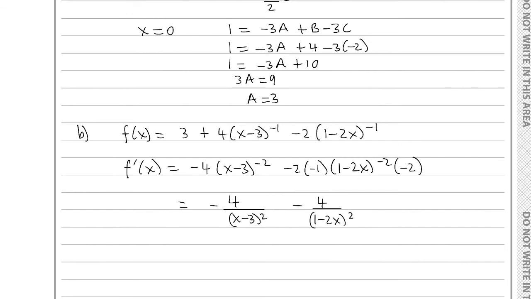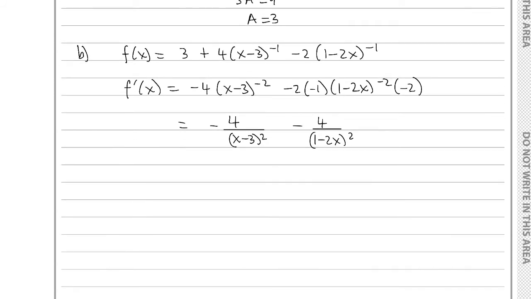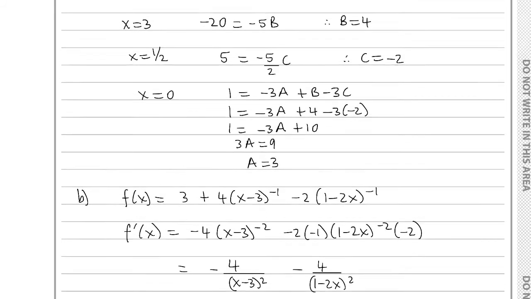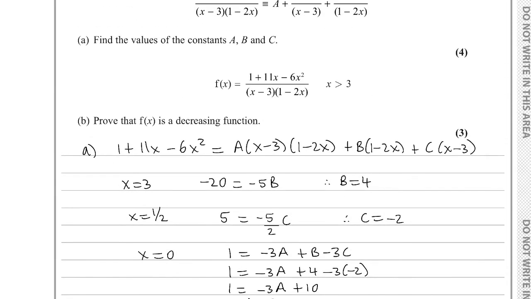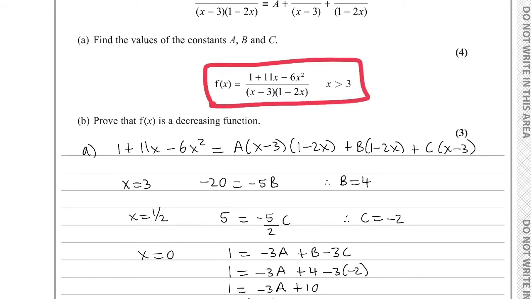We need to prove that it's a decreasing function. Actually, a decreasing function means that f dash of x is negative. So (x minus 3) squared and (1 minus 2x) squared are positive for all x greater than 3, because we have been defined f of x to hold true for x greater than 3.